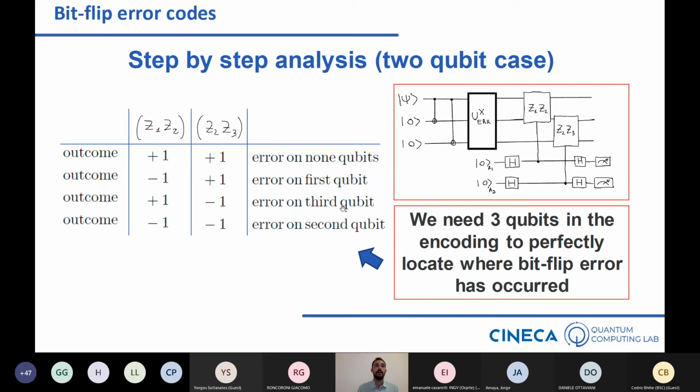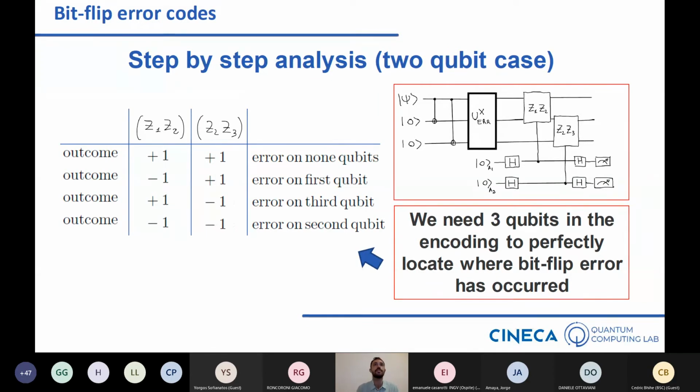Same thing happens when the first ancilla tells you that there has been no error between 1 and 2, and there has been instead an error between 2 and 3. So that's why we know for sure that the error was on the third qubit. If both of them give result 1, then the error was on the second qubit. Okay, so that's why we need a 3-qubit repetition code to correct the bit flip.